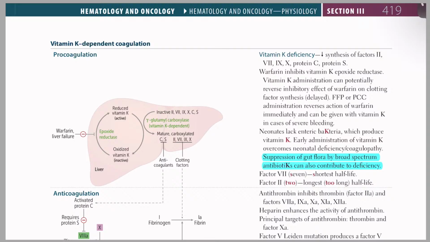reverses the action of warfarin immediately and can be given with vitamin K in case of severe bleeding. Okay, neonates lack enteric bacteria which produce vitamin K. Early administration of vitamin K overcomes neonatal deficiency or coagulopathy. Suppression of gut flora by broad spectrum antibiotics can contribute to deficiency. Factor 7 has the shortest half-life. Factor 2 has the longest half-life.